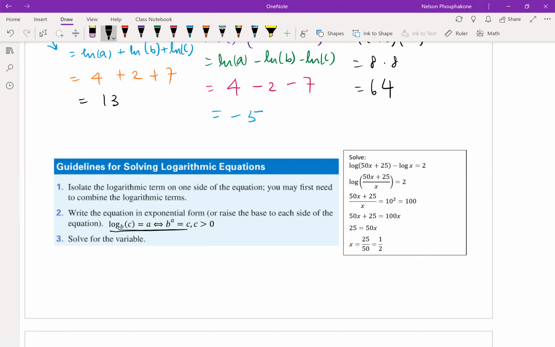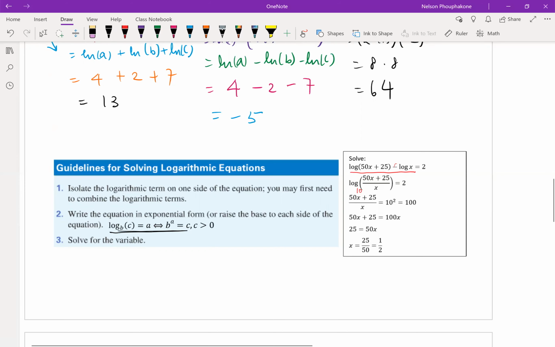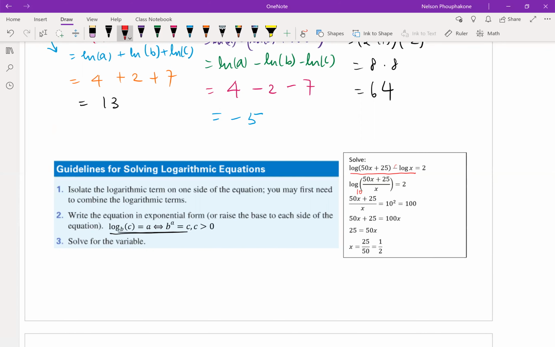So let's look at this equation. I have log of 50x plus 25 minus log of x equal to 2. In this case, I already have the logs on one side. Then what I'm going to do is combine this into one term. So I have log of 50x plus 25 over x, because of this minus sign, right? And remember the base right here: because it's a common log, the base is 10. So I will have 10 squared equal to 50x plus 25 over x.